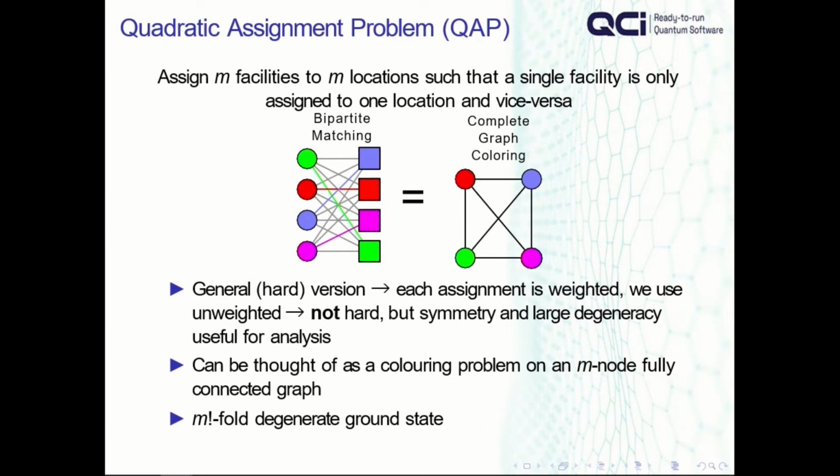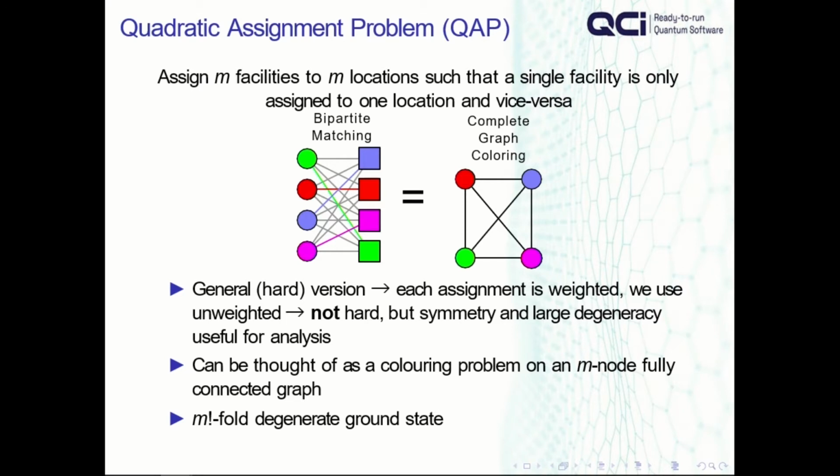What we've then looked at for our experiments is an important problem known as the quadratic assignment problem. You can think of this as coloring a complete graph or as matching facilities to locations. Basically, you have to uniquely match them. Now, a weighted version of this is a hard problem. We actually looked at the unweighted version, so we looked at just, can you match these?